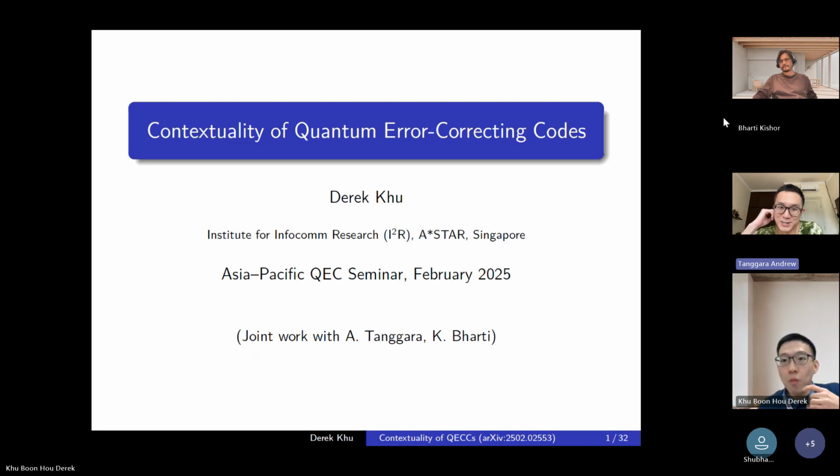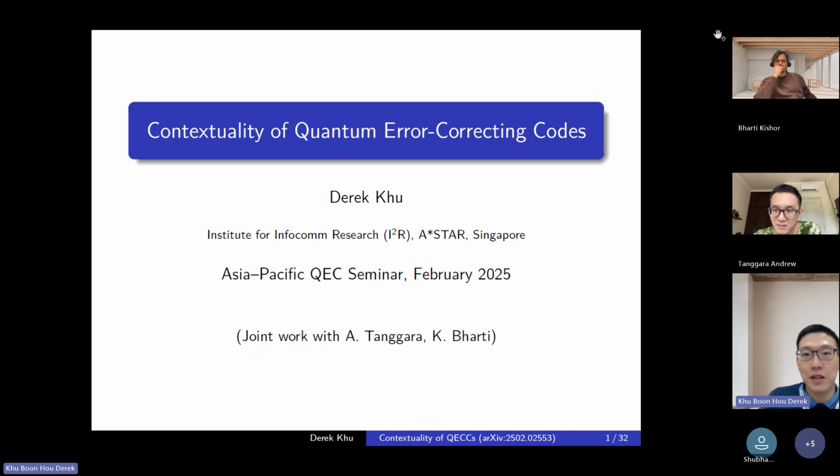Okay, I'm just gonna reintroduce you then. So our speaker today is Derek Koo, and he's a scientist in IHPC, I Square R in A Star Singapore, and he's gonna talk about contextuality of error correcting codes. So yeah, take it away, Derek.